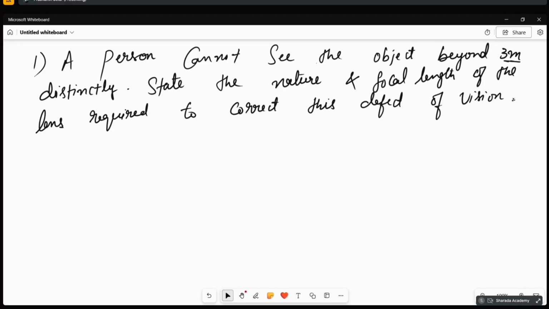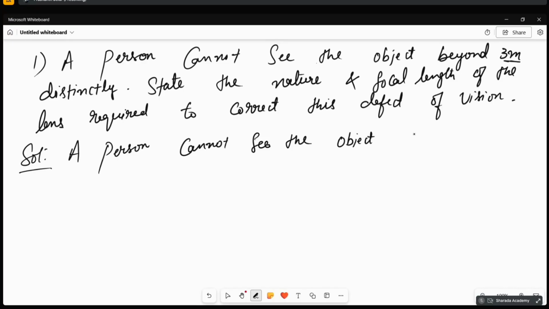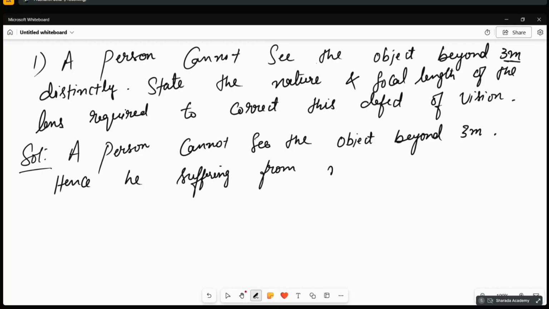Let's solve this. The person cannot see objects beyond 3 meters. Hence, he is suffering from myopia.